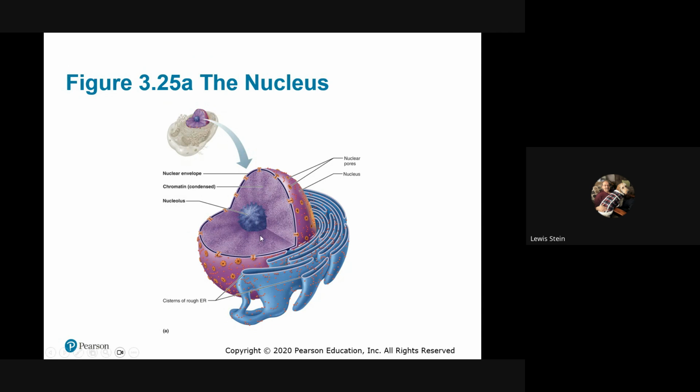And then lastly, and perhaps most importantly, is the chromatin. This is the uncondensed version. Chromatin is a mixture of DNA and proteins, some other odds and ends, maybe some ribosomal RNA that's in there.